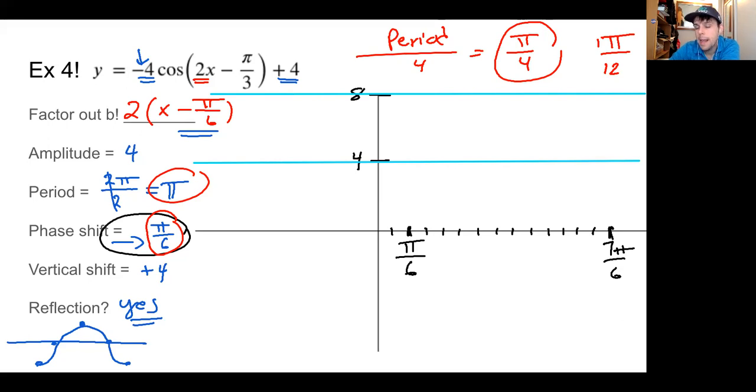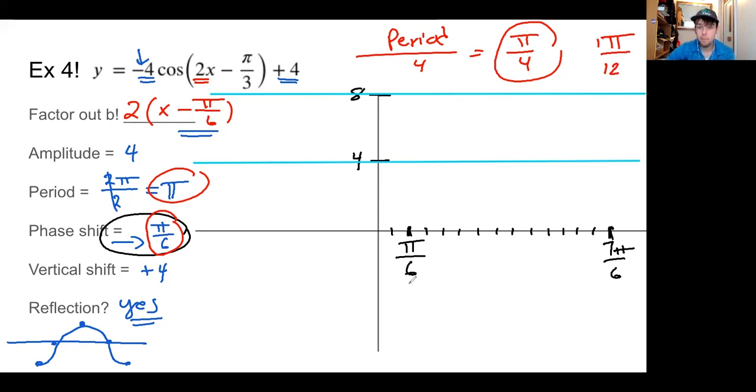But the benefit is that we have a nice, evenly incremented graph, and we should easily be able to find the beginning, the middle, and all the ending points. We know we're counting by pi over 12 every single even increment. So that's what is good about this.